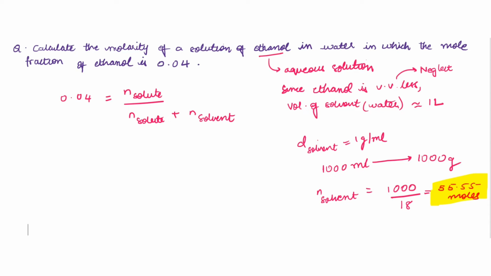So we found out that the number of moles of solvent is 55.55. From this and from the mole fraction given, we can easily find the number of moles of solute. So equating that, 0.04 is equal to x, where x is the number of moles of solute, by x plus 55.55. So cross multiply, what do we get? 0.04x plus 2.22 is equal to x. So we get x as 2.22 by 0.96. Calculate.